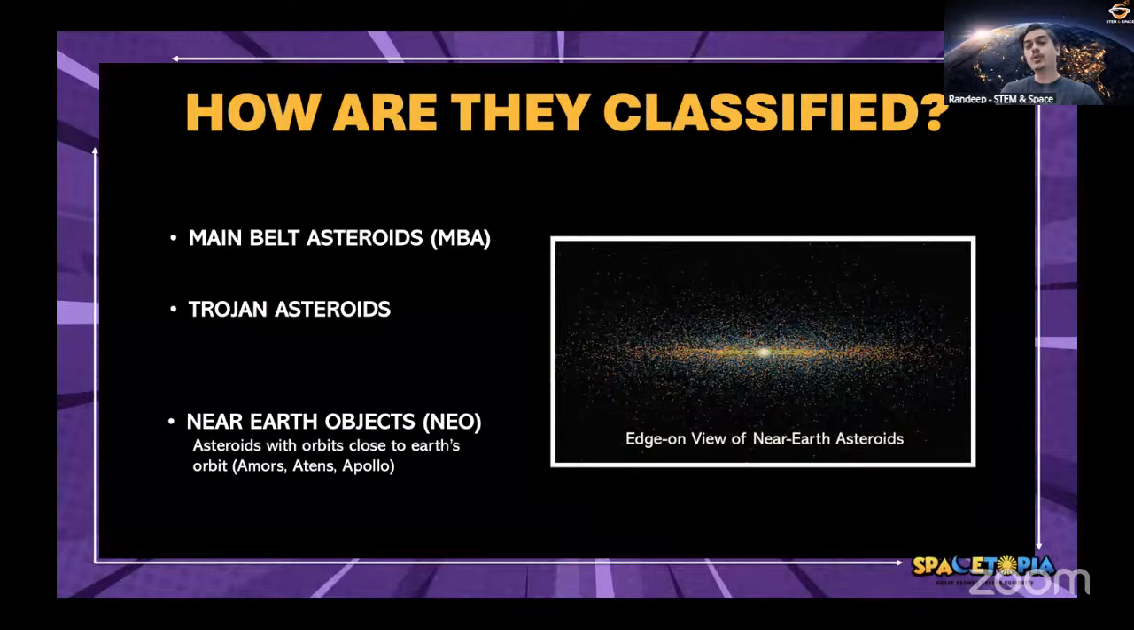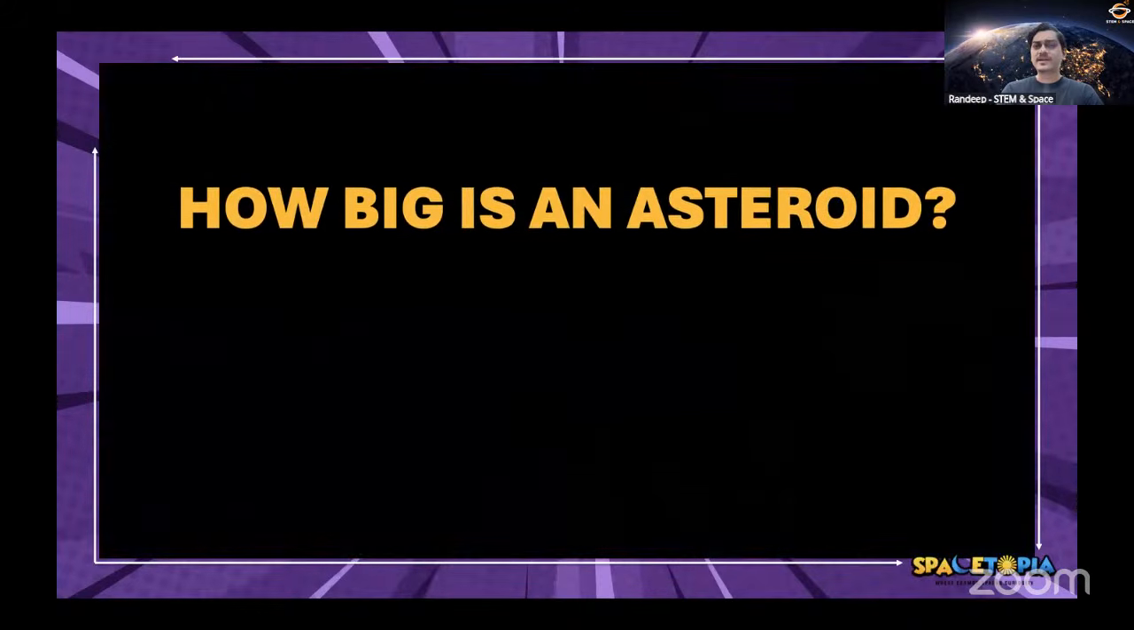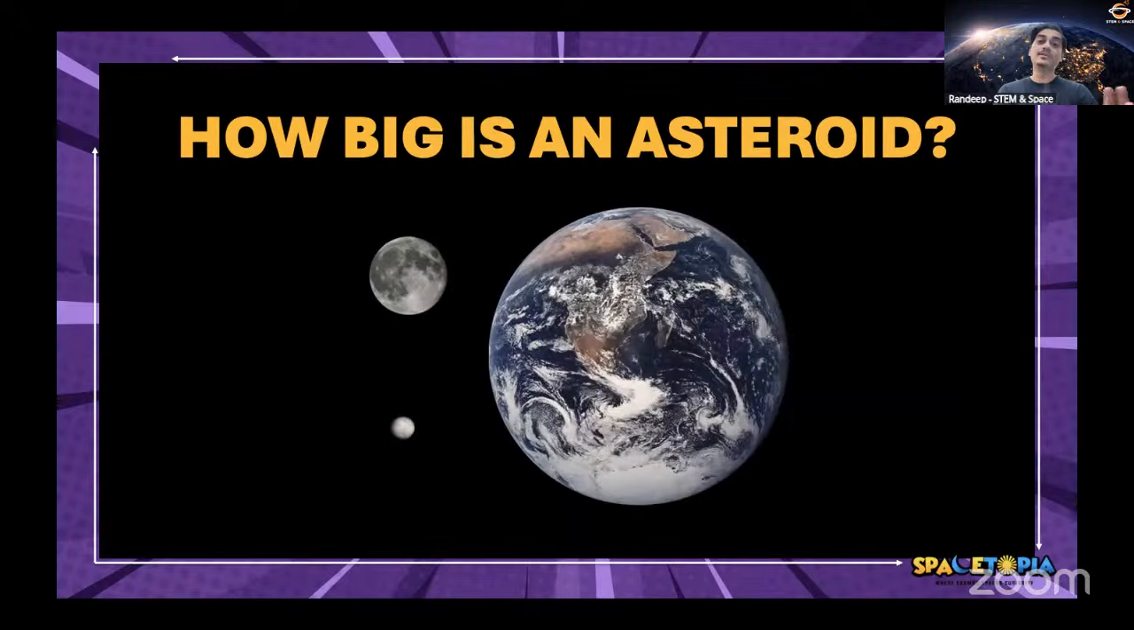Okay, so this is an edge-on view of the near-Earth asteroids, and you can see they are pretty high in number. Now, how big are these asteroids exactly? We just saw that none of them is more than 1,000 kilometers in diameter, which on the scale of the solar system is pretty small. If you compare it to the Earth, which is about 12,500 kilometers in diameter, you have a moon which is about 3,400 kilometers in diameter, and then you have the largest known asteroid, Ceres, which is not even 1,000 kilometers, just about 950 kilometers in diameter. So even the largest asteroid, Ceres, is not even 1,000 kilometers in diameter.